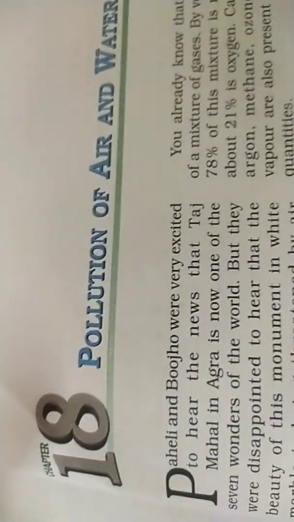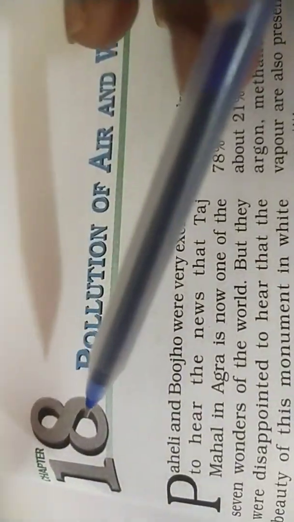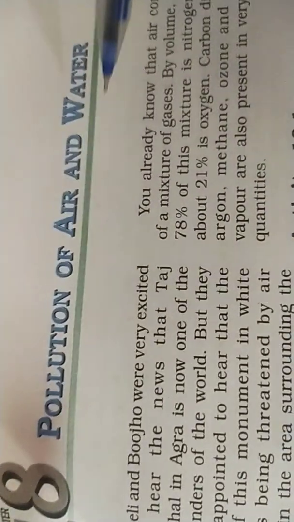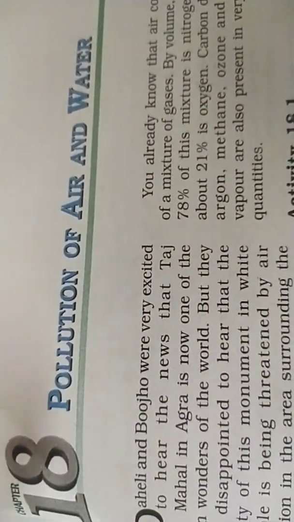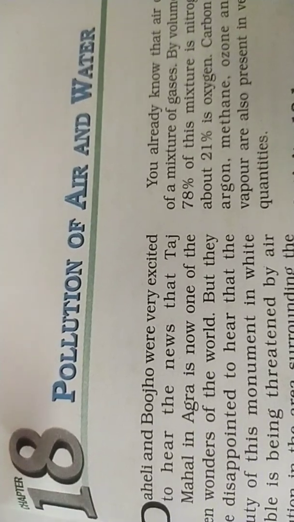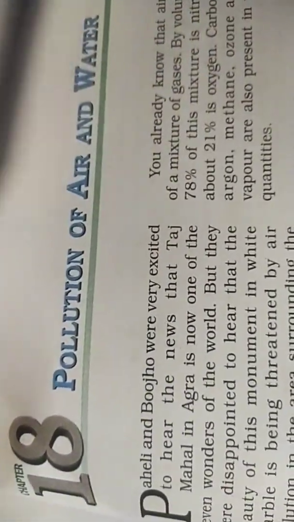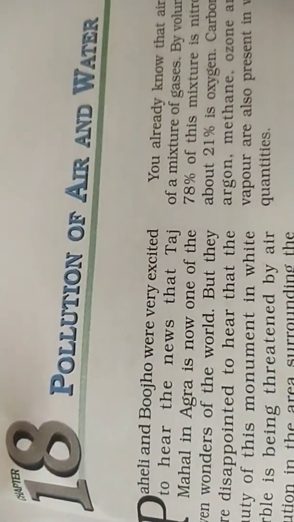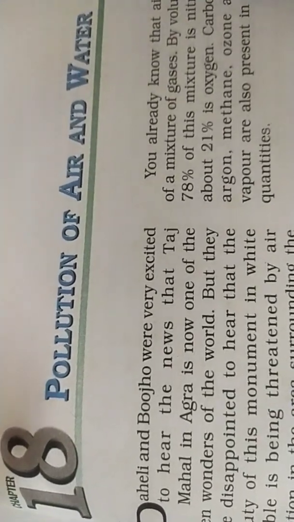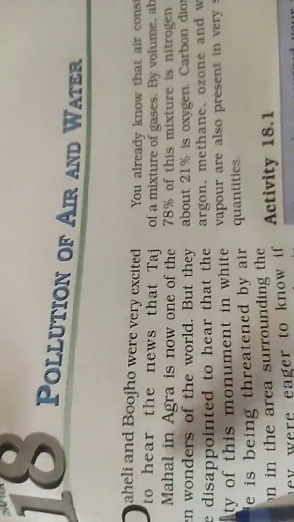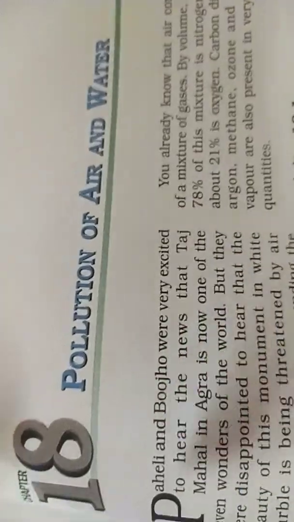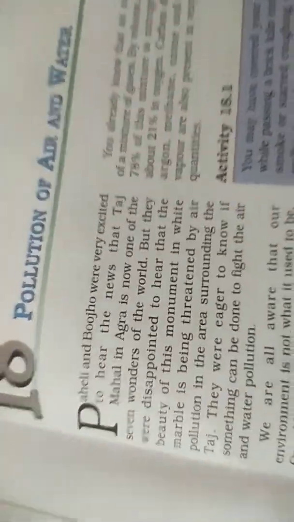This is chapter number 18, as you are seeing, and this chapter 18, that is pollution of air and water, is the last chapter of our science book. So we are finally on the last chapter at the end of the session, and today I'm going to start explaining this chapter 18. I will read and I will explain. So without any delay, let us begin this video, children, because this is the last one and there are certain things which I have to explain.